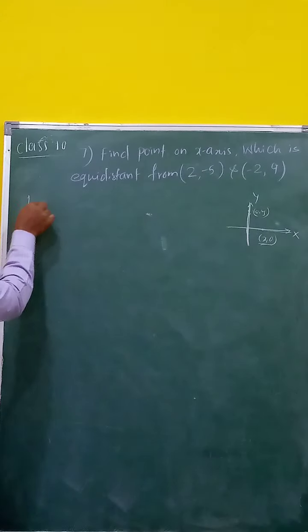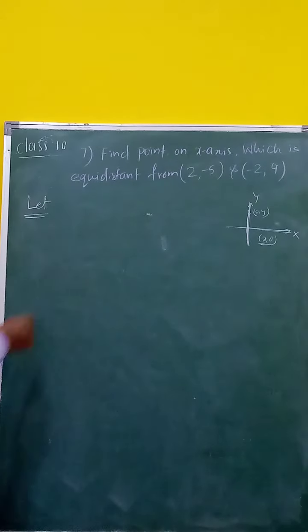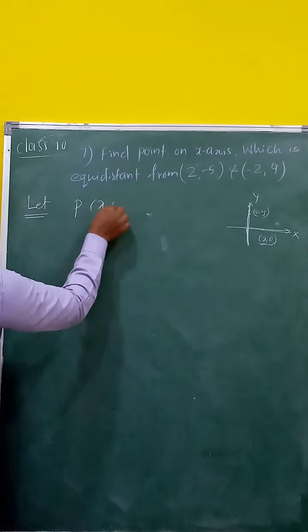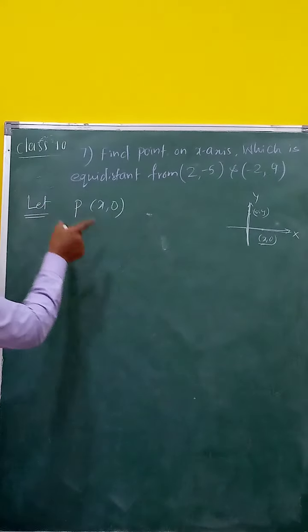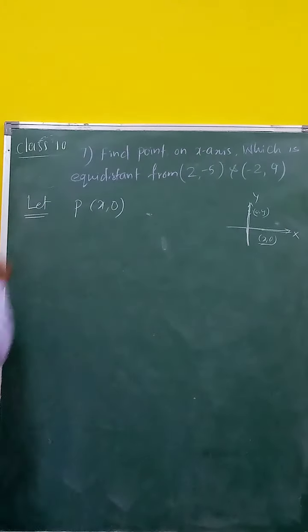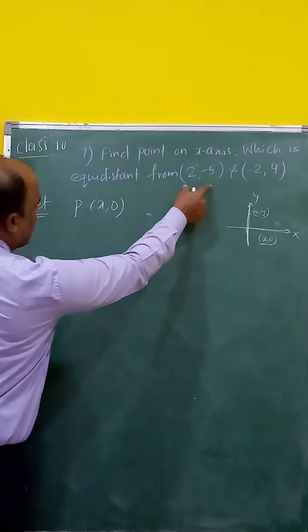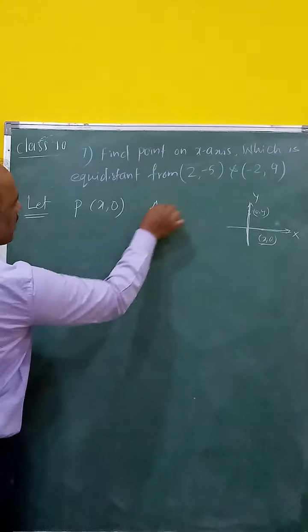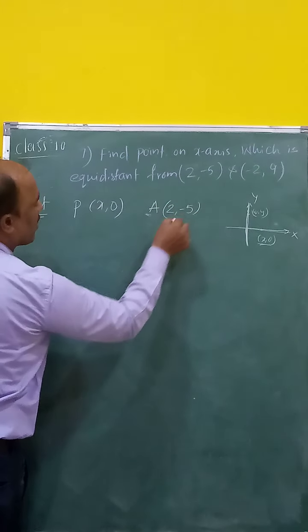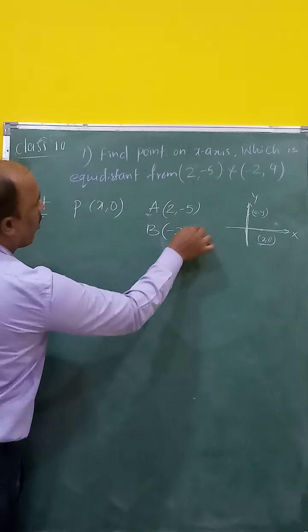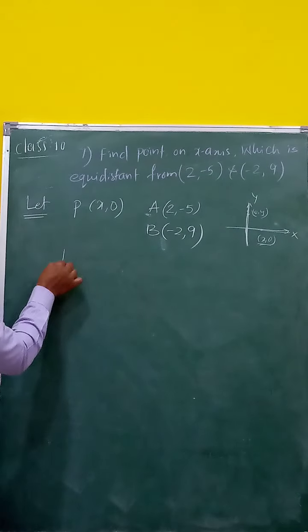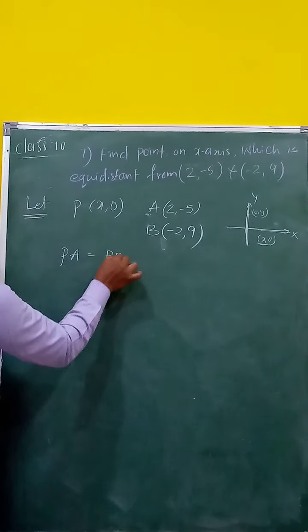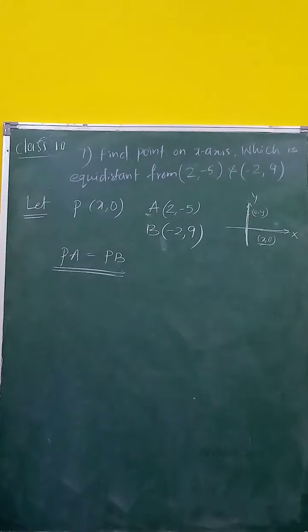I am assuming, let the point on the x-axis be P(x, 0), because it is a point on the x-axis. The other points given are (2, -5) and (-2, 9). I am selecting them as A(2, -5) and B(-2, 9). The condition given is that both are at equal distance, like PA is equal to PB. This is the condition. Clear?